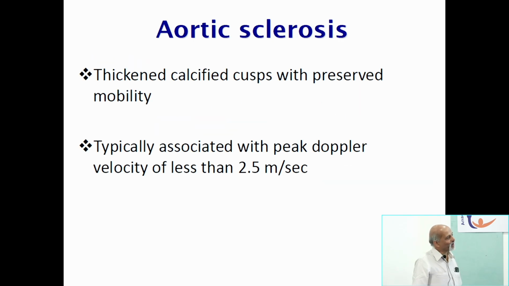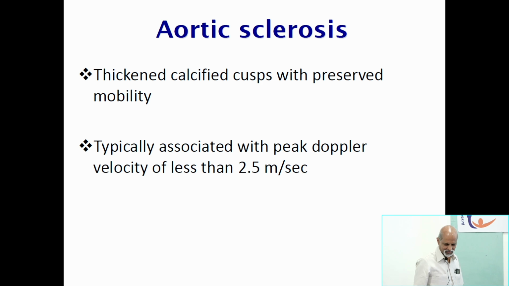So, in short, aortic sclerosis is nothing but a thickened, calcified cusp with preserved mobility. The important aspect is that most patients above 70 will have all this. There may be a slightly increased gradient, or it may not be, because it depends on the flexibility of the aortic leaflets, and that's why sclerosis is not a problem.